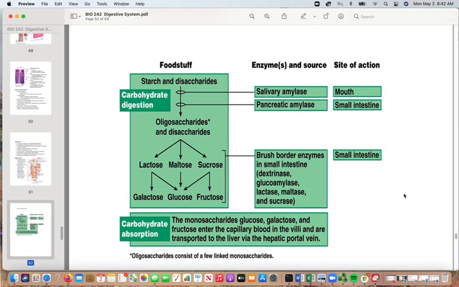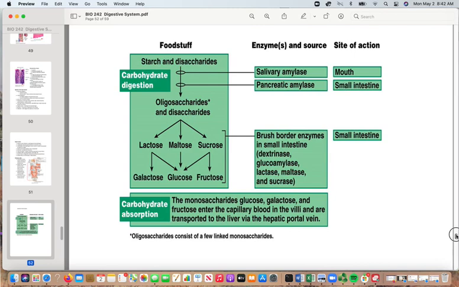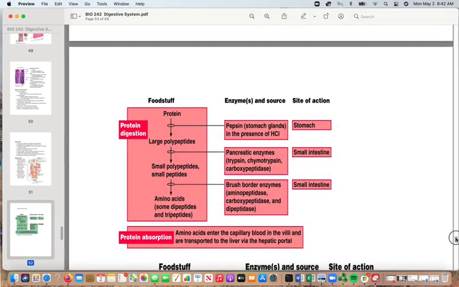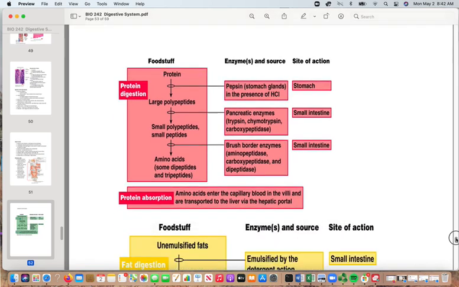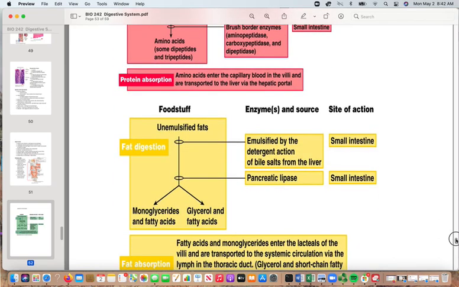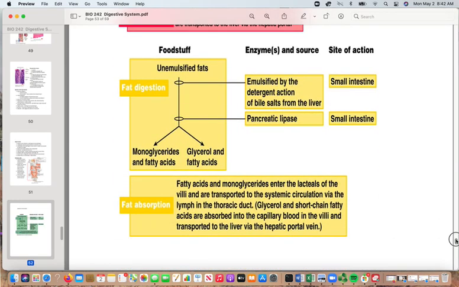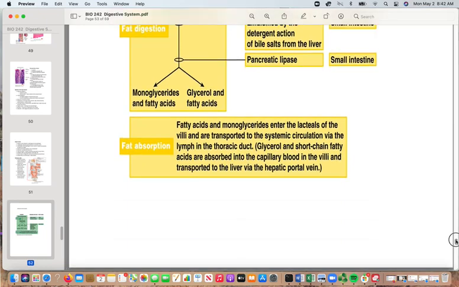So this is just a diagram showing the types of food things for the carbohydrates and then the enzymes and where they are going to act for breaking them down. So you can follow it by nutrient type with this. So that's going to look at the carbohydrates. This is going to look at protein digestion. So again, these are things that we've covered in the notes, but it's just different ways that you can organize it in your mind. And then looking at fat digestion and absorption.